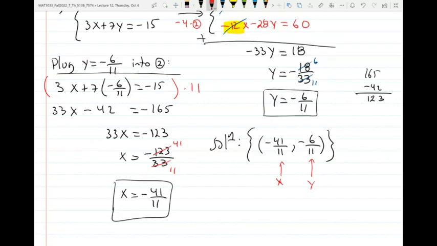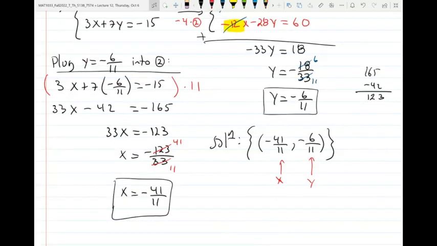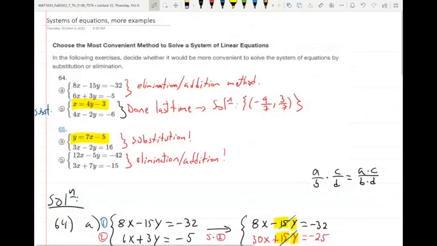Questions about the elimination / addition method? Do you understand it? Can you do one for substitution? Yeah, we do one with substitution now. You okay with this? All right. So now let's go ahead and do 65A, that we claimed was more suitable to use substitution for.